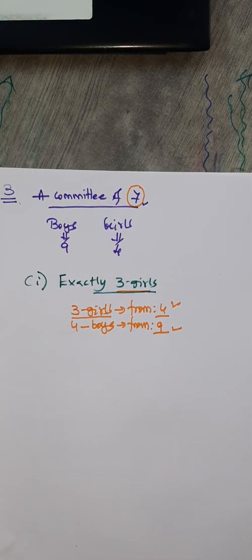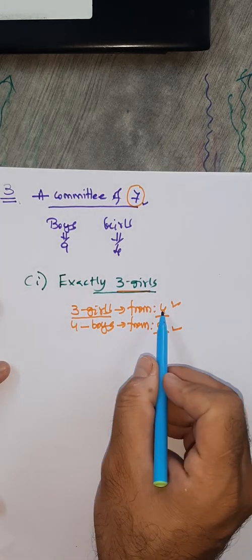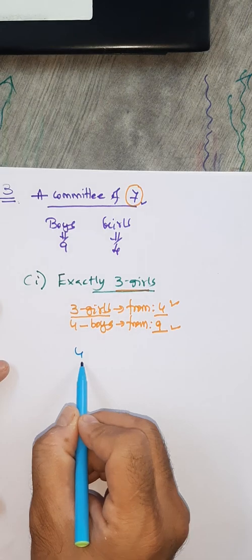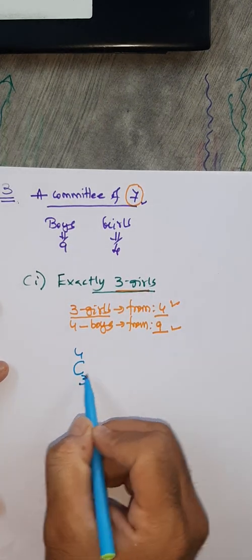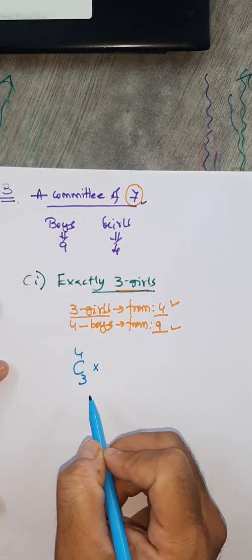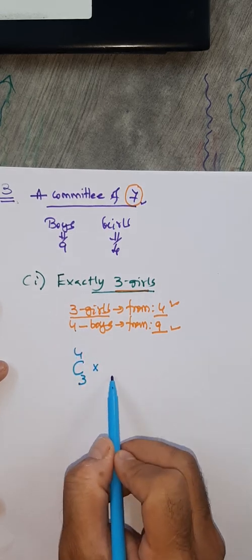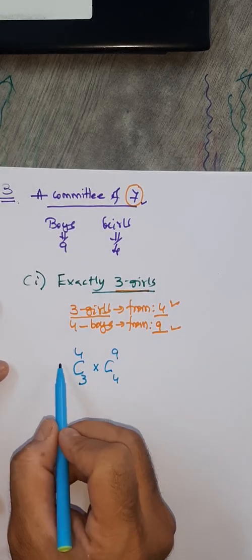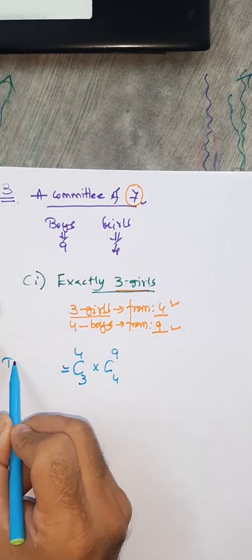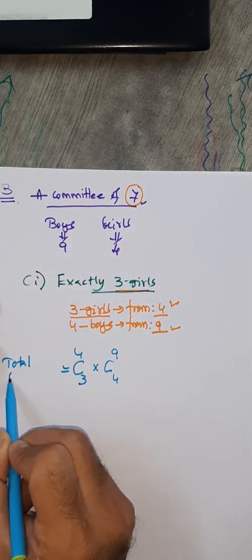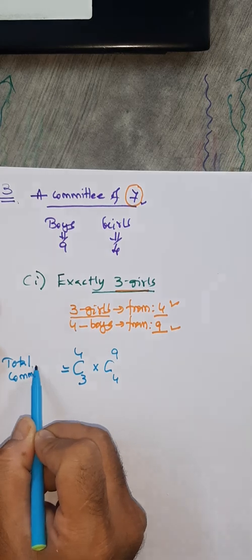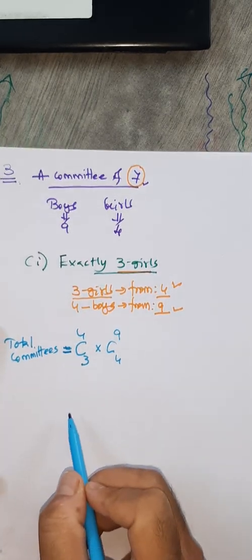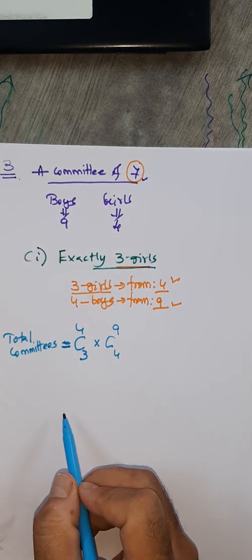So you select 3 girls out of 4. How many ways can it be done? 4C3 ways. And means into, the counting principle. 4 boys from how many boys? 9 boys. So 9C4. This is the total number of ways. So total committees equals 4C3 into 9C4.